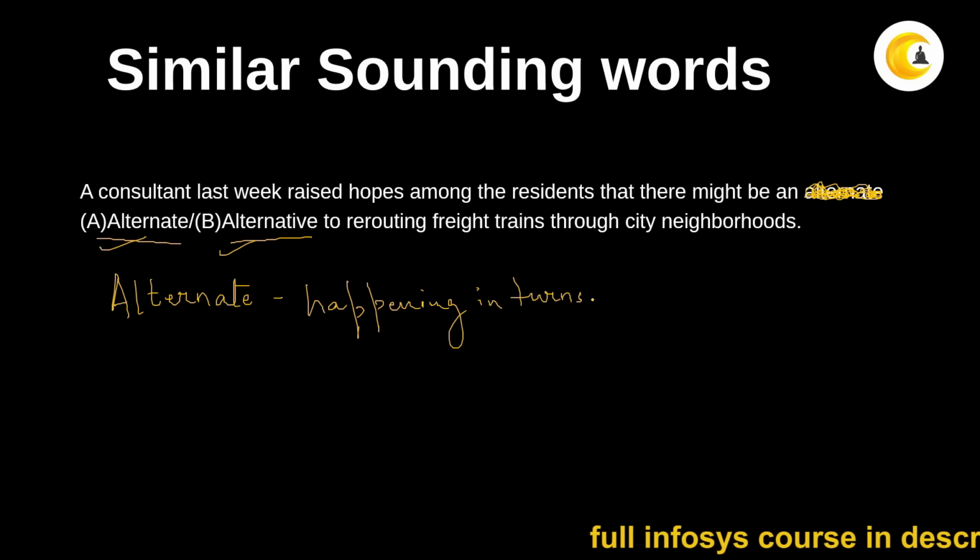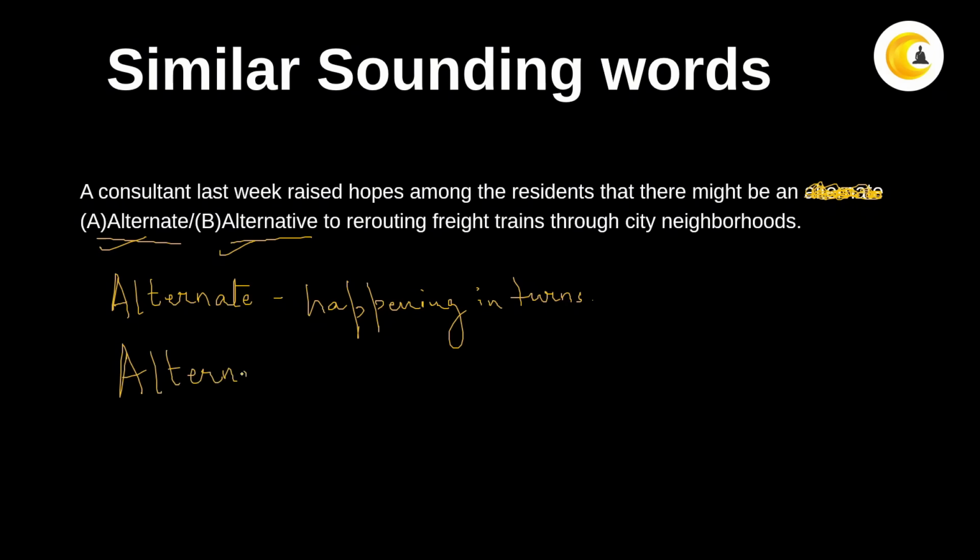Pick up the card that is alternate in the row. So what will you do? You'll pick one, then three, then five, then seven, or you'll pick two, then four, then six and eight, and so on. So something that's happening in turns. Then what is alternative? Alternative basically means having two or more choices. That is alternative. Okay, having two or more choices.